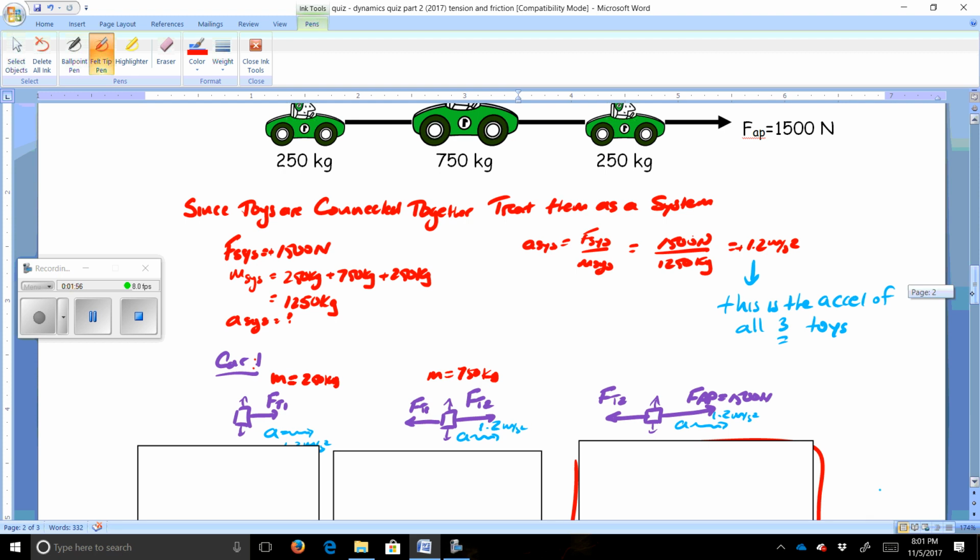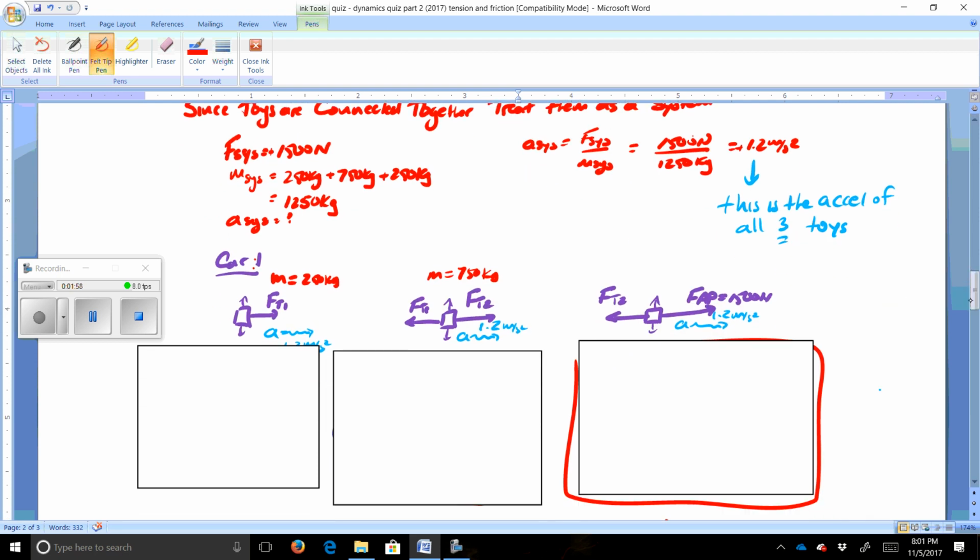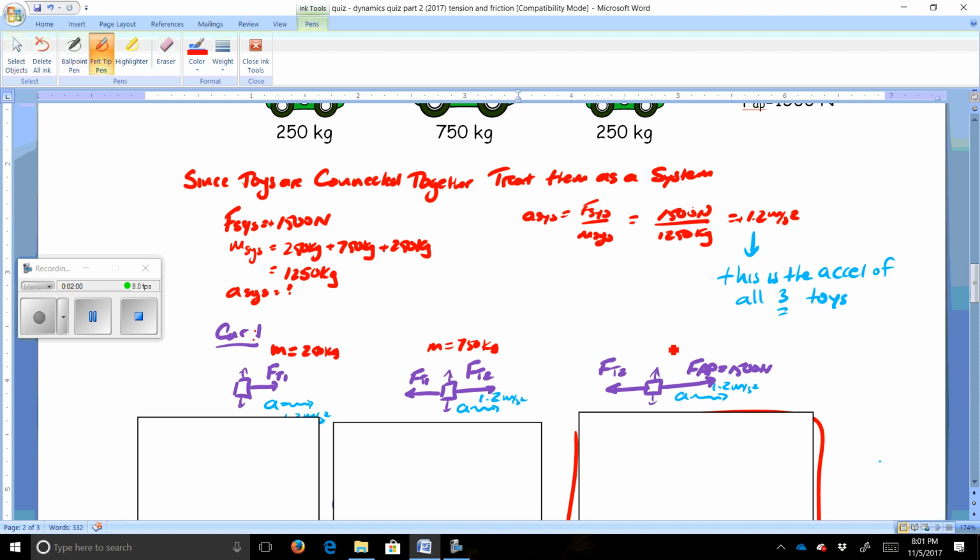The last vehicle I know has an acceleration of 1.2 meters per second squared. It has a mass of 250 kilograms. And it has 2 forces acting on it horizontally: the tension force from the previous vehicle and the applied force that was pulling all 3 of them together. Now for this question, we're going to be ignoring all the vertical forces. So gravity, normal, we're not going to calculate them. We're just going to assume that they cancel and that they're insignificant since there's no friction in this particular question.